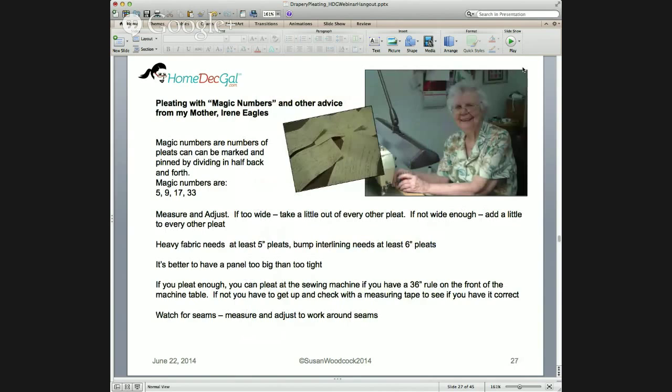So now I'm going to share some pleating with magic numbers and other advice from my mother, Irene Eagles. This is a picture of my mom on her 89th birthday. We spent her 89th birthday sewing in the workroom. She was very happy. It's one of her favorite things to do. She used to work with me for many, many years. She's been in a forced retirement.